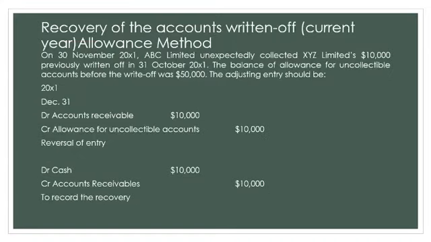For the allowance method, it will be like this. This is an example problem. On 30th of November 20X1, ABC Limited unexpectedly collected XYZ Limited's $10,000 previously written off on 31st October 20X1. The balance of allowance for uncollectible accounts before the write-off was $50,000. Okay, so for the adjusting entry, we have to reverse the entry we made a while ago: debit accounts receivable and then credit allowance for uncollectible accounts. And then after that, debit cash and then credit accounts receivable.